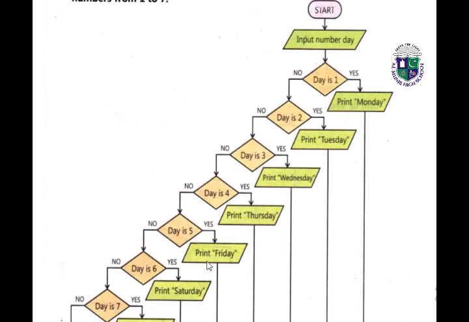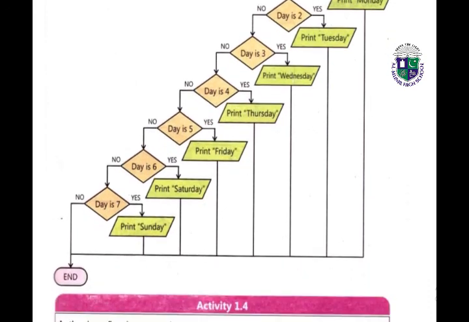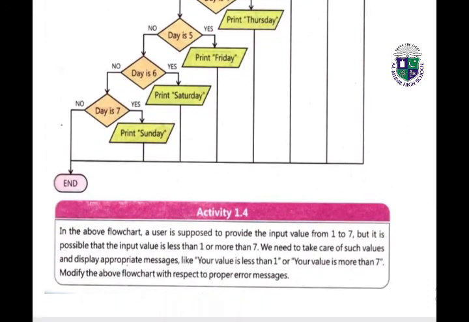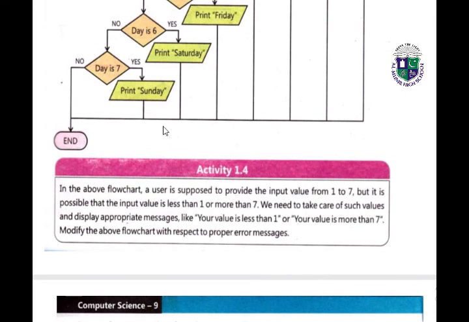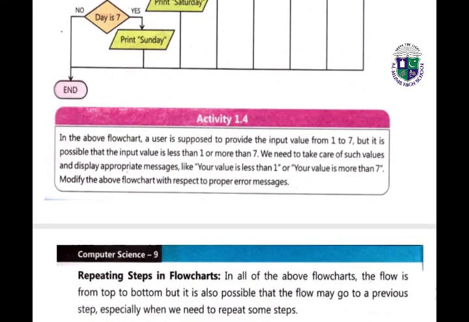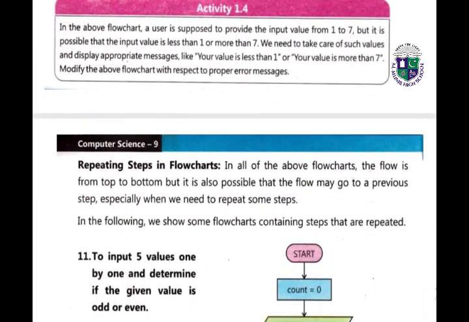If no, it will jump to the day is 6. And if yes, it will print Saturday. Otherwise if no, then it will jump to the day is 7. If yes, it will print Sunday. If no, then it will end the flow chart. So all these are very good and very clear examples of flowcharts.